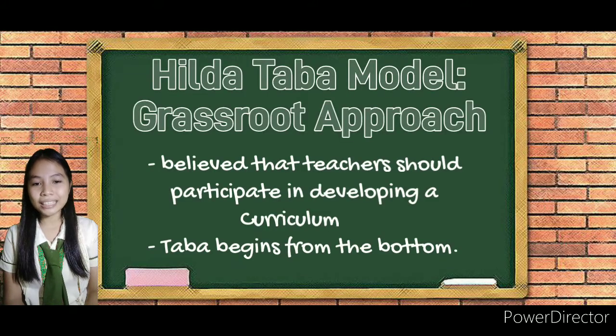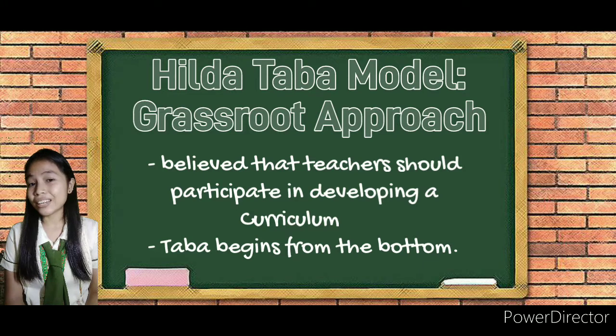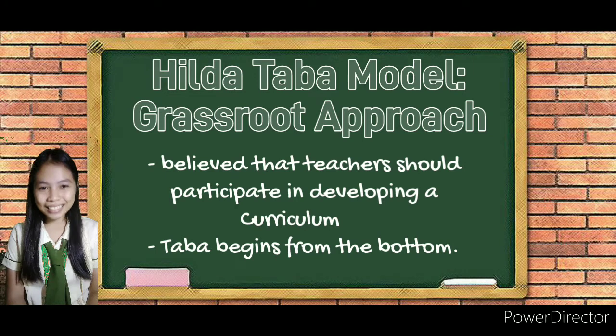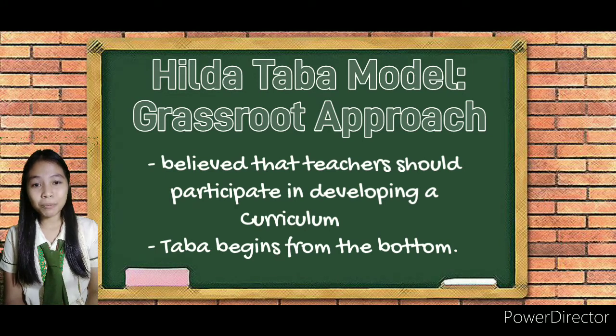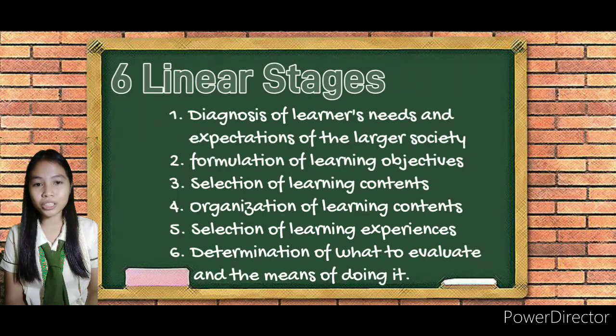The second model is the grassroots approach of Hilda Taba. In this approach, she improved Tyler's model because she believed that teachers should participate in developing a curriculum. As a grassroots approach, Taba begins from the bottom rather than from the top as what Tyler proposed. In this linear model, she presented 6 major steps, which are the following.